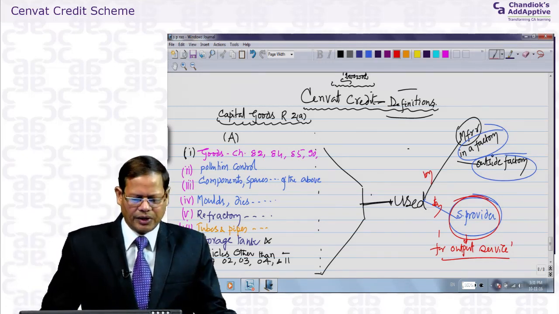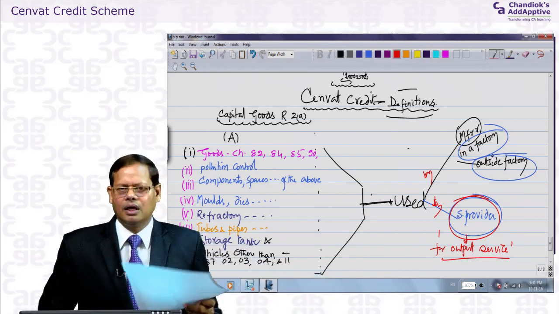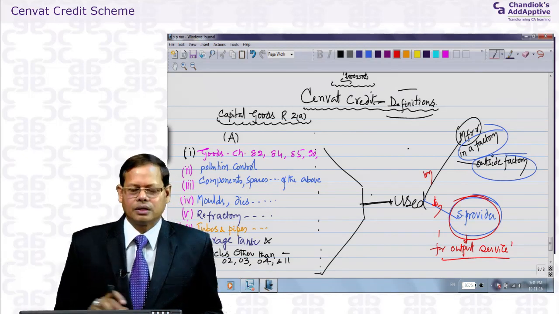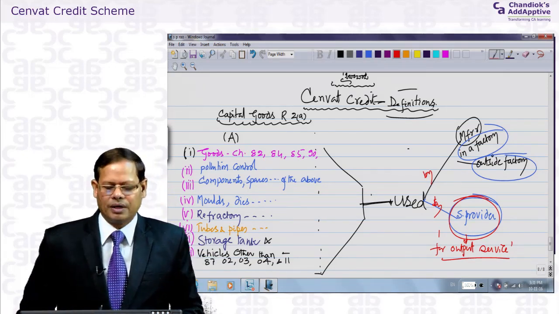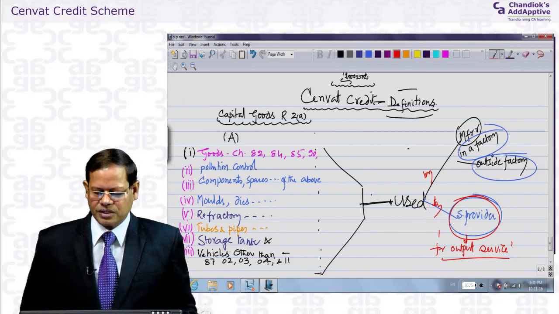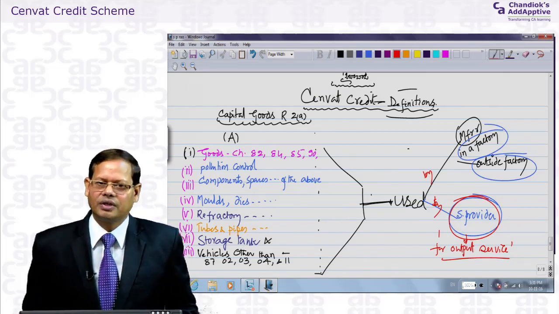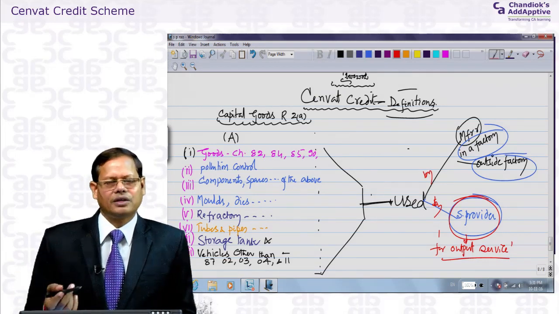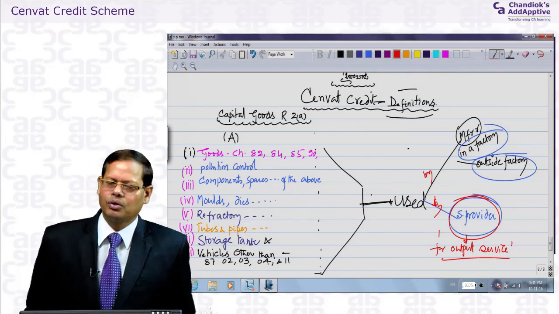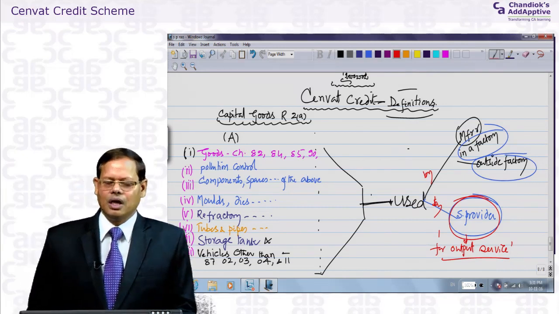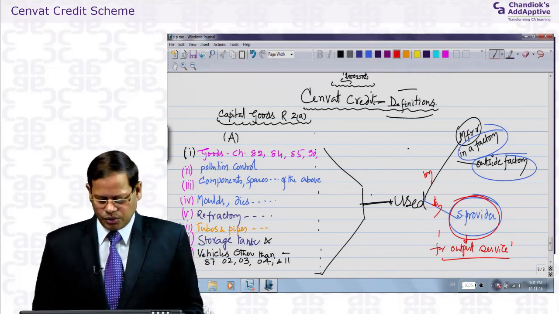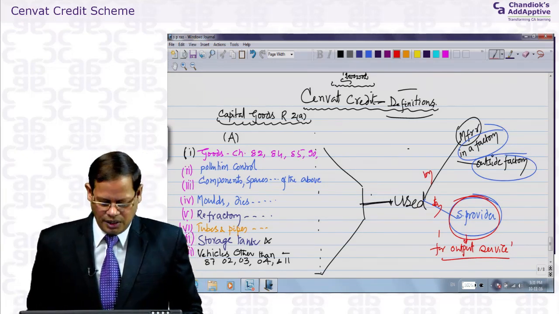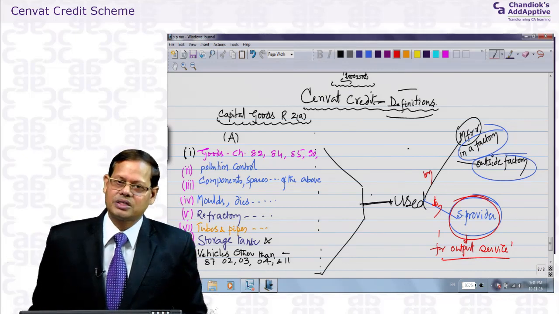And for your benefit, let me read out the language. So, goods used, number 1, in the factory of the manufacturer of the final products. In the factory of the manufacturer of the final product means used in the factory, that is enough. Earlier, there was a restriction: other than, but does not include any equipment or appliance used in an office. Does not include any equipment or appliance used in an office.